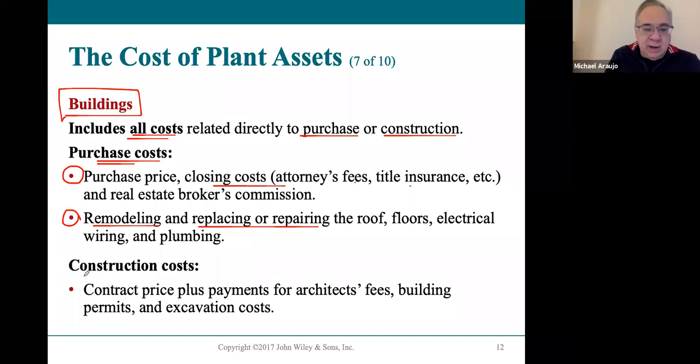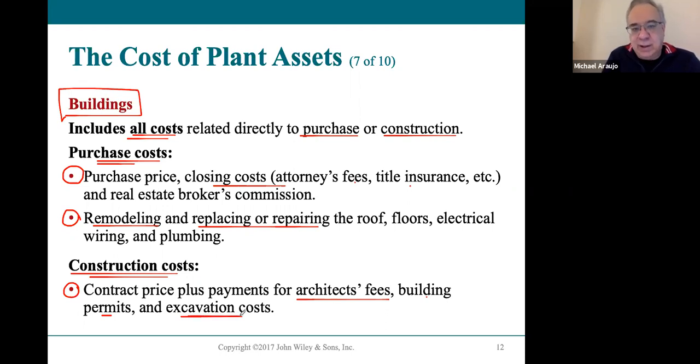But what if there's nothing there? Right? You bought a piece of land and you want to construct a building. Well, then all those construction costs, okay, need to be part of the cost. So you're going to need to pay an architectural firm to design the building. You're going to need to pay for permits to get the building built. You're going to have to make sure, depending on the size or height of the building, that it's solidly, if it's a skyscraper like in New York City, embedded into bedrock. So if we do get a little tremor or an earthquake, it doesn't fall down.